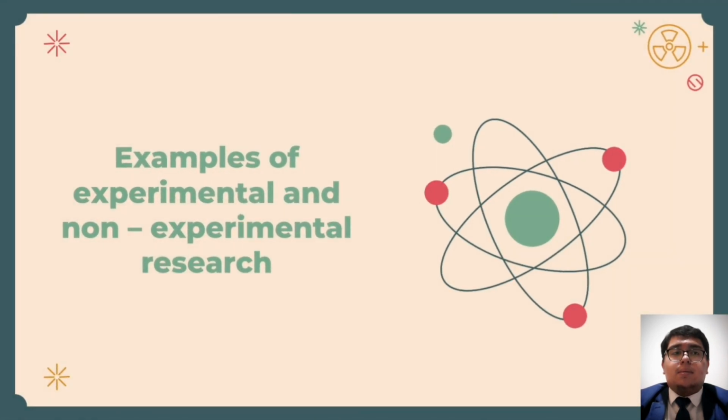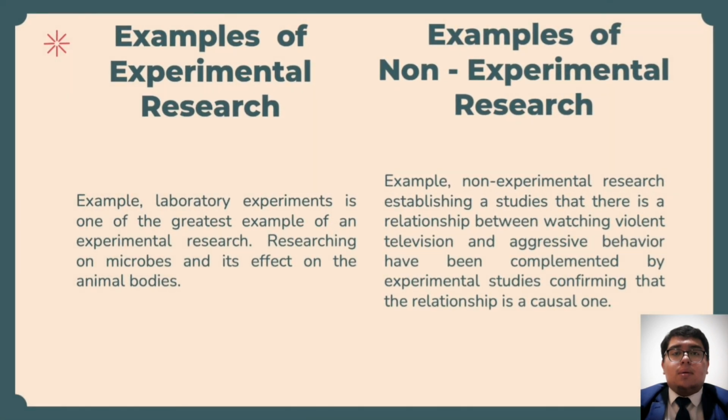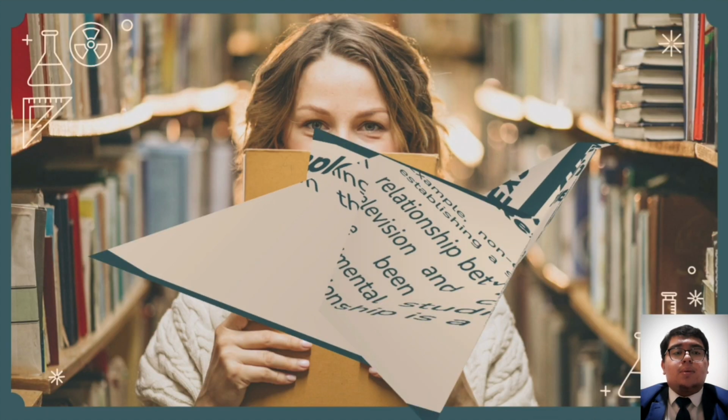Next are the examples of experimental and non-experimental research. An example of experimental research is a laboratory experiment, which is one of the greatest examples of experimental research, like researching microbes and their effects on an animal's body. And an example of non-experimental research is a study establishing that there is a relationship between watching violent television and aggressive behavior, which has been complemented by experimental studies confirming that the relationship is a causal one.